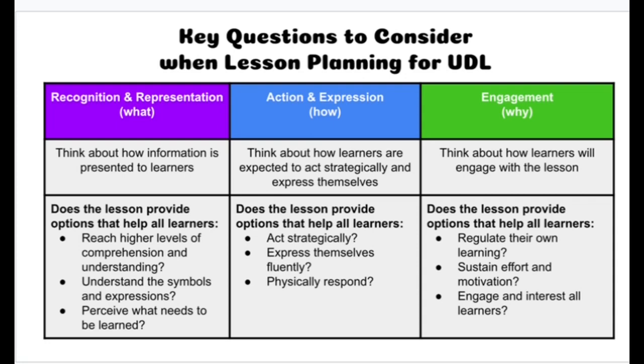For the how of learning, think about how learners are expected to act strategically and express themselves. Does the lesson provide options that help all learners act strategically, express themselves fluidly, and physically respond? And for the why of learning, think about how learners will engage with the lesson. Does the lesson provide options that help all learners regulate their own learning, sustain effort and motivation, and engage and interest all learners?